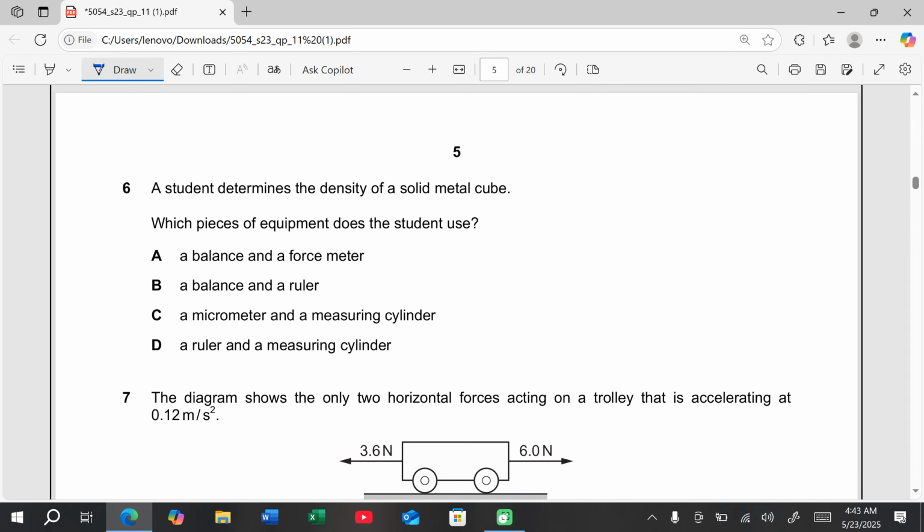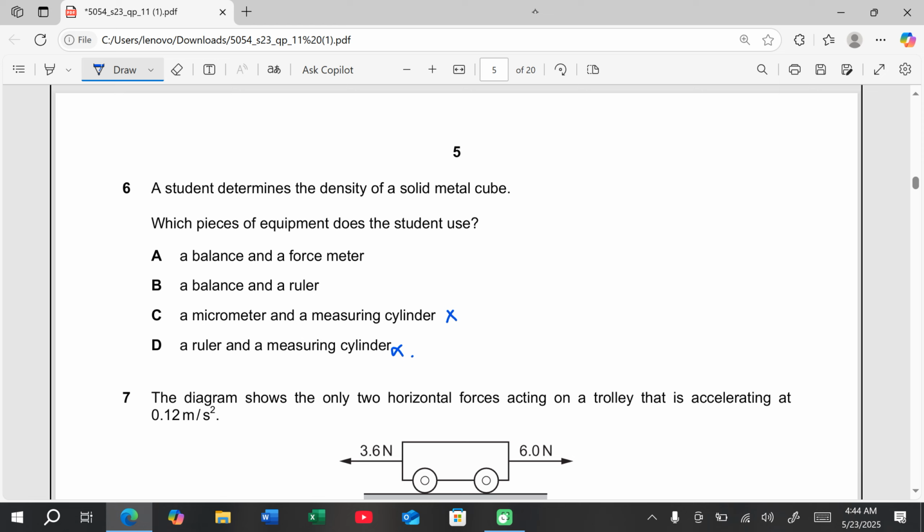In question number 6, it says a student determines the density of a solid metal cube. Which pieces of equipment does the student use? So he wants to know the density of the solid metal cube, right? Since it's a cube, it's a regular shape, so you don't need a measuring cylinder for that. So C and D are going to be eliminated, because this is for irregular objects.